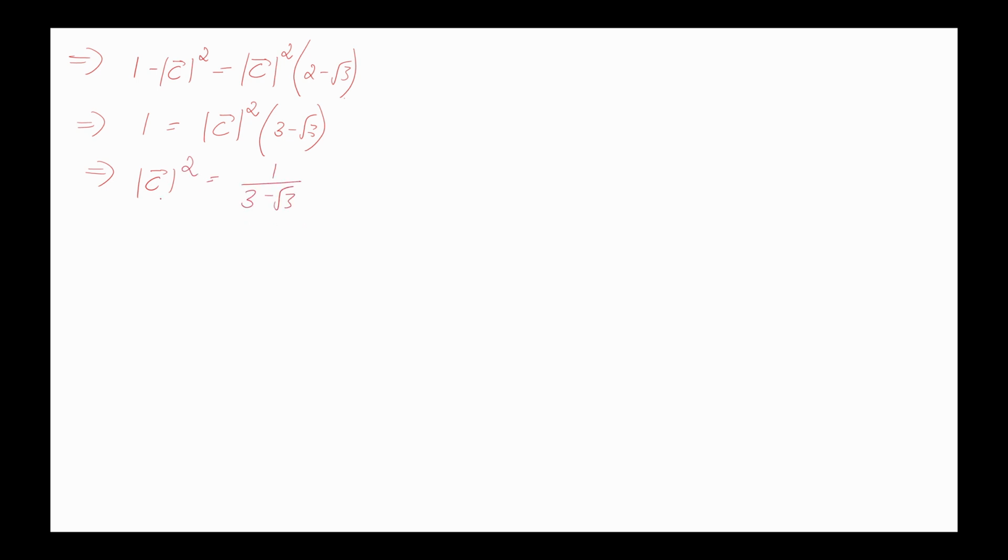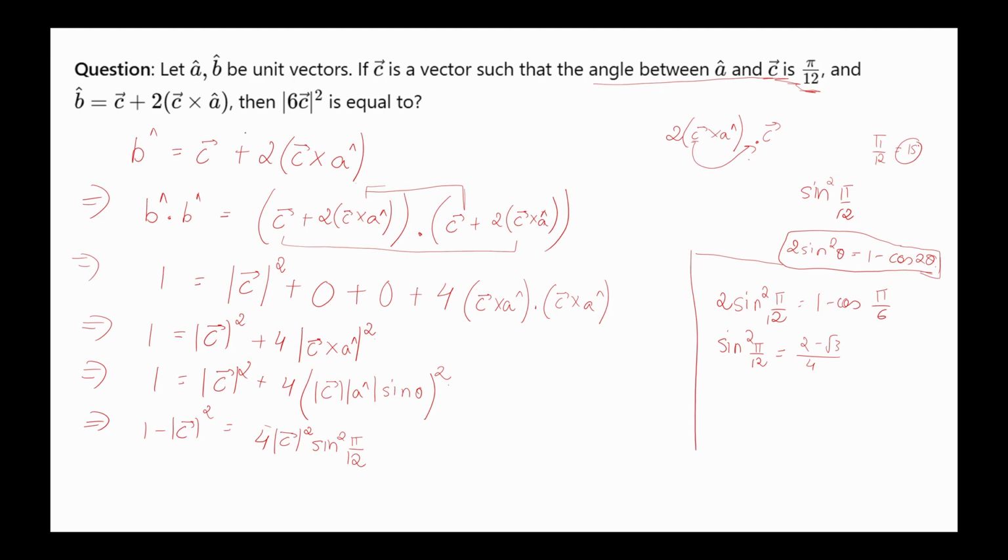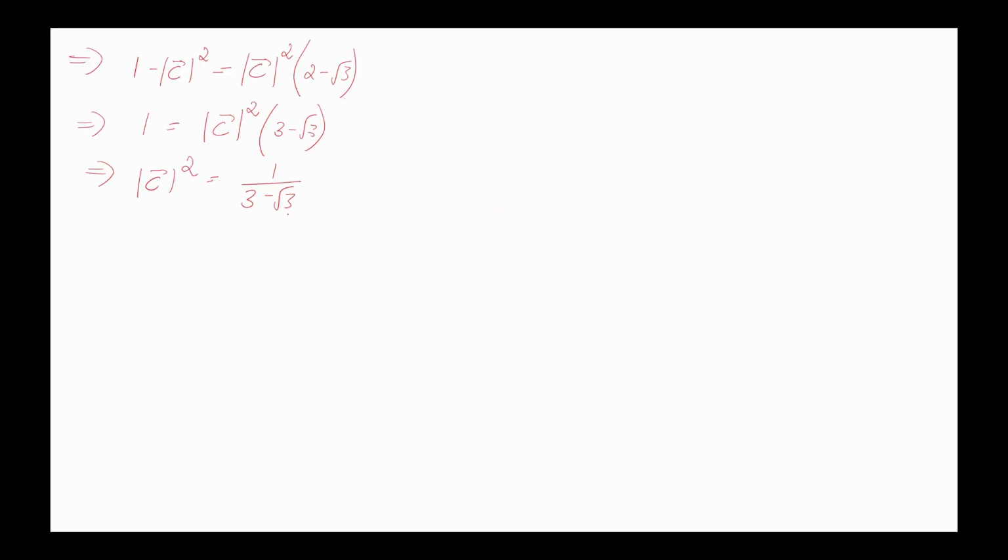So we've gotten the value of c vector whole square, and we had to find out 6 c vector whole square. So we can write this down as 36 c vector modulus whole square. Of course, we had studied the scalar properties of the magnitude of any vector. So what do we have to find? We have to find out 36 c vector whole square.